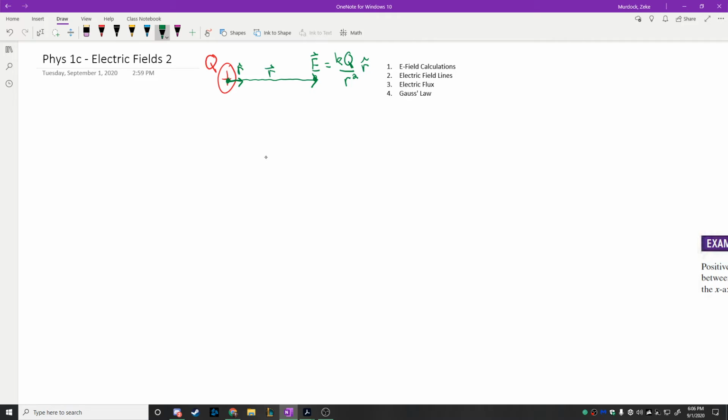And we're going to use this idea to talk about different systems, like a line of charge, a ring of charge, a disk of charge.